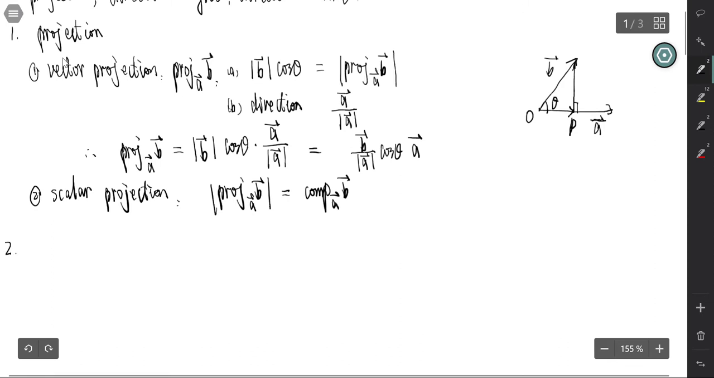The second concept is the direction angles. The x, y, z axes have the directions i, j, k. If there is a vector, this vector has angles with the three axes, the positive directions of the three axes.